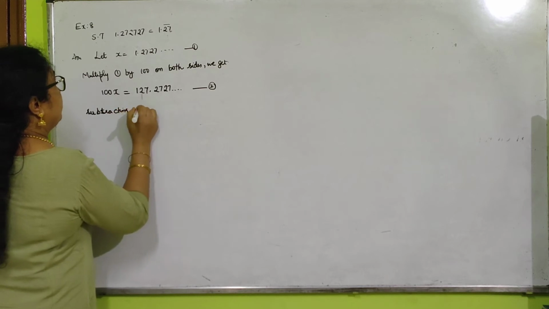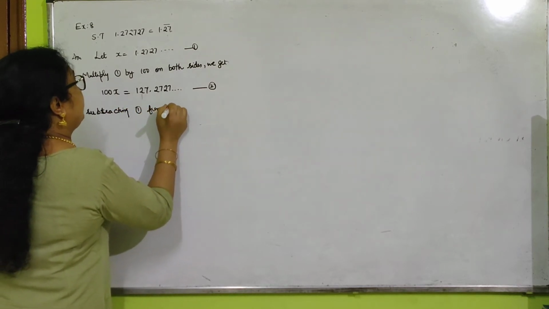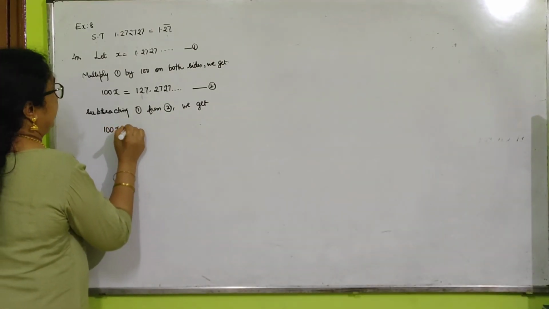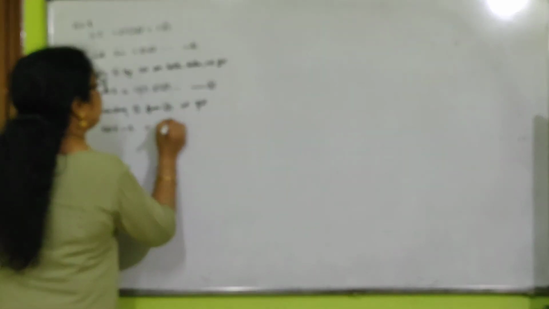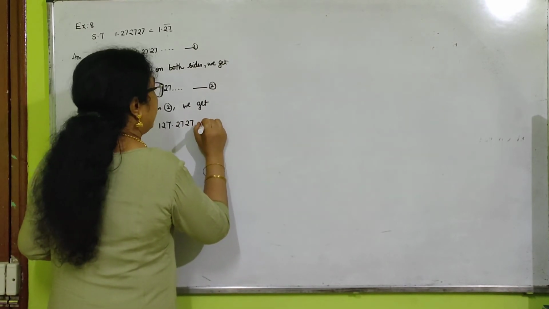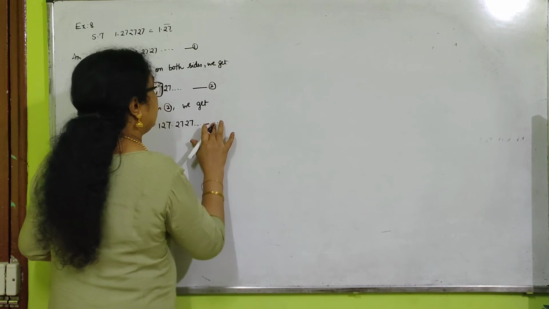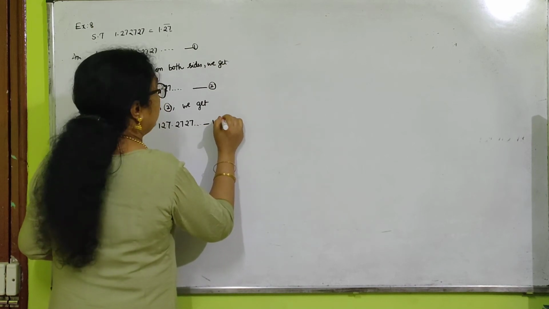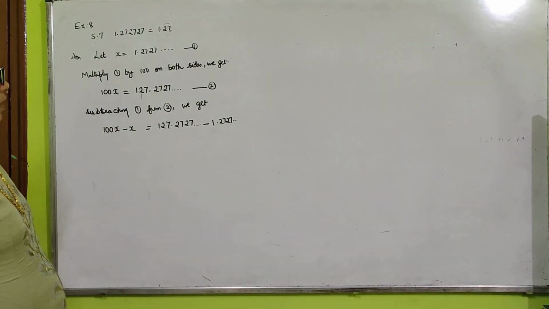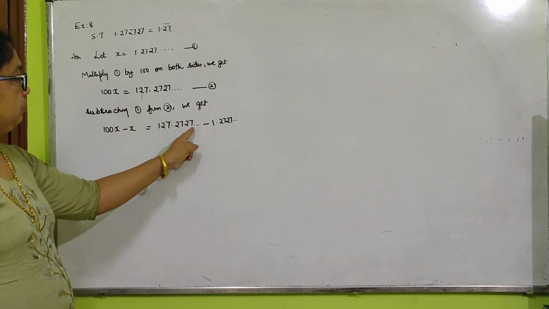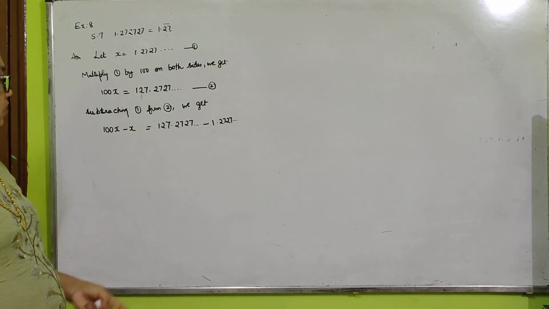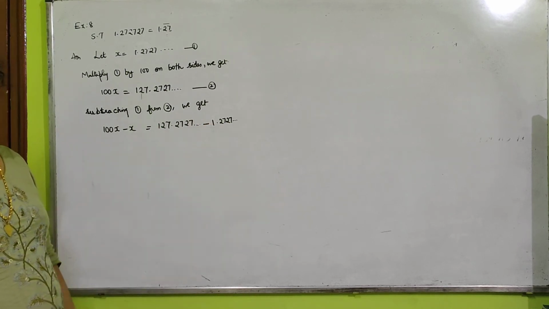Subtracting equation 1 from equation 2, we get on the left side 100x minus x equal to 127.2727 minus 1.2727. This subtraction you have to do. After the decimal, the digits 272727 all subtract and become 0. Now 127 minus 1 becomes 126.